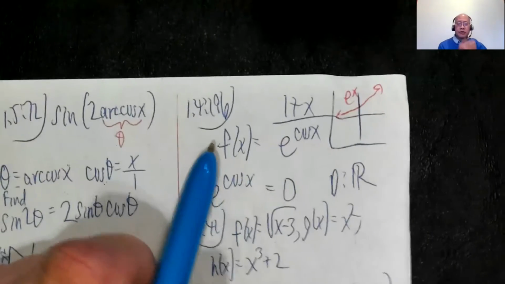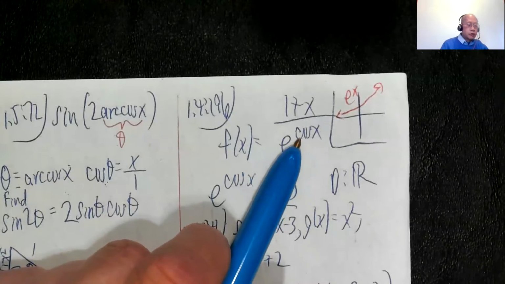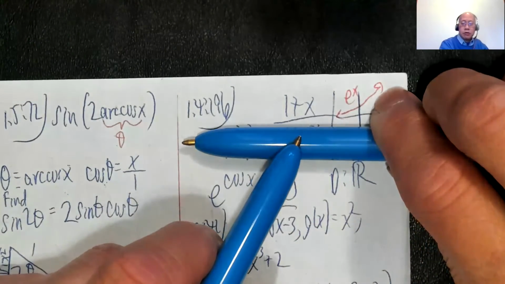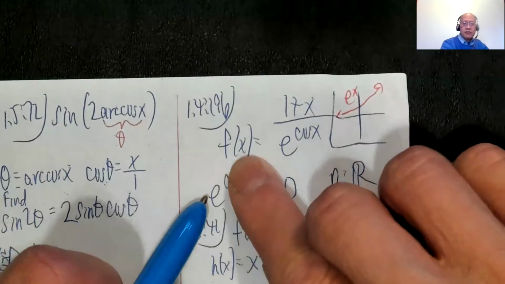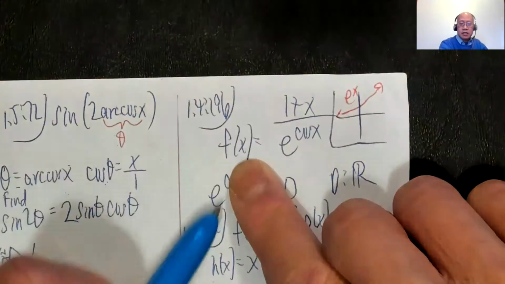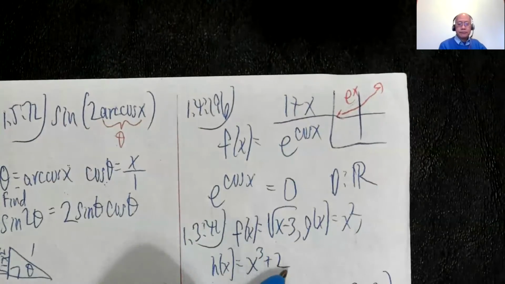1.419b asks for the domain of f of x equals 1 plus x over e to the cosine x. Well, the only trouble spot would be when the denominator is 0. So when is e to the cosine x equal to 0? Well, e to anything is never 0. e to the x is always positive. So the domain is all real numbers. I'm not going to have any trouble plugging in anything.